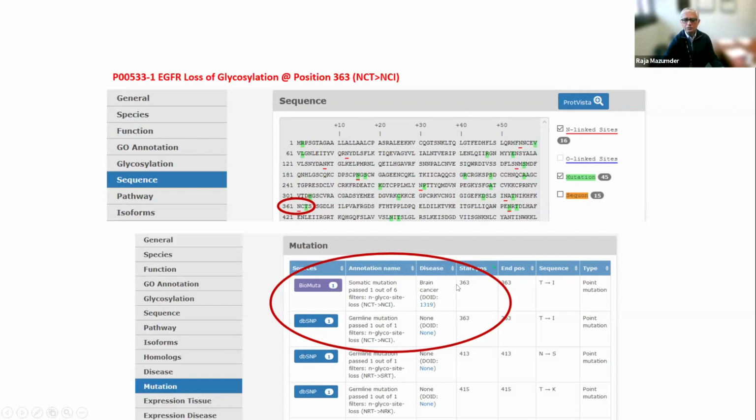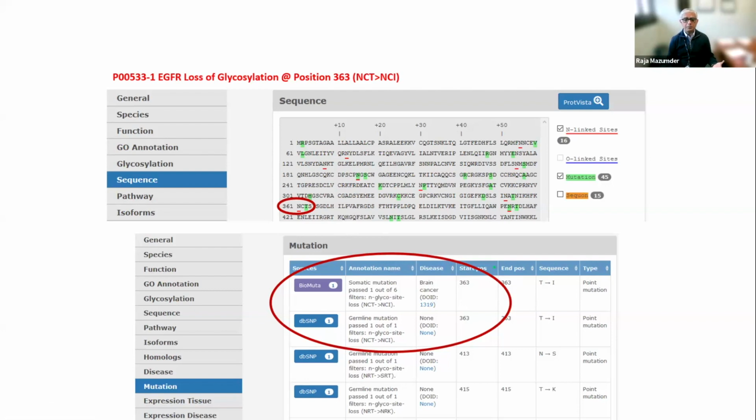So I scroll down to the table. The entire motif is NCT, right? So that's the N-glycosylation motif. And we see that in somatic mutation, there is a somatic mutation in brain cancer, where in 63, there is a mutation, not necessarily on the asparagine, but in that motif. T2I, there's a point mutation.